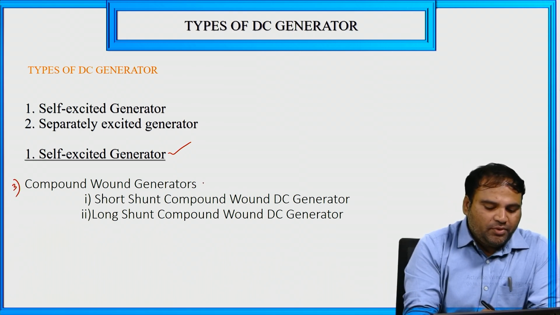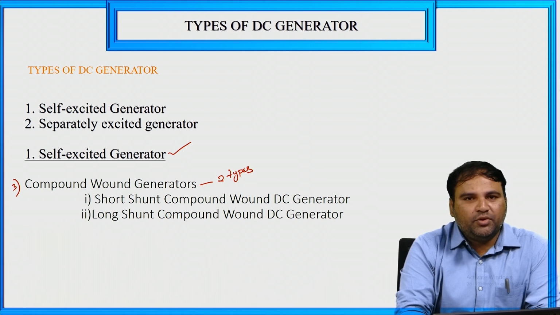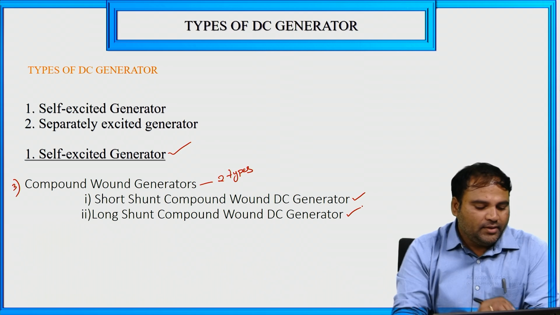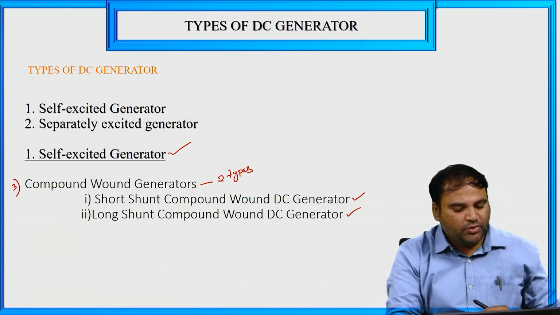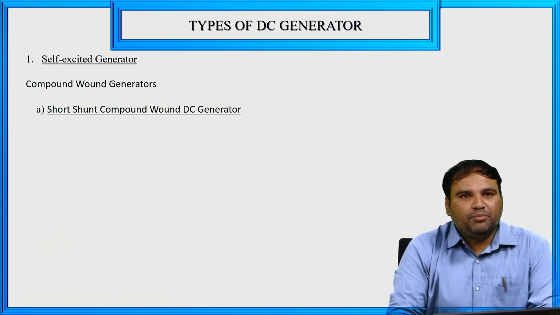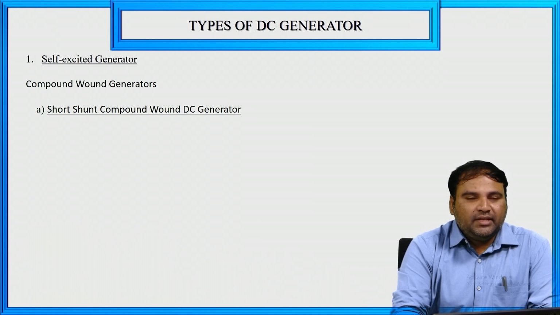This compound wound DC generator is classified into two types. The first one is the short shunt compound wound DC generator and the second one is the long shunt compound wound DC generator. Now we'll discuss these two. First, the short shunt compound DC generator. Here we have the armature resistance, series field and shunt field winding.